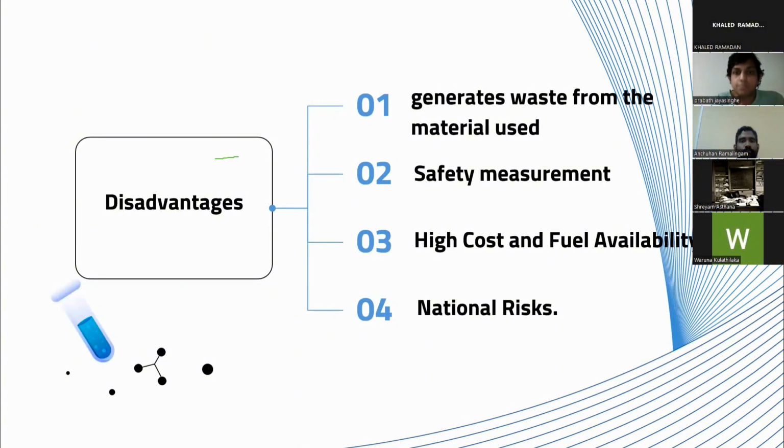And also we have to take very strong safety measures. That's actually true. High cost and fuel availability. Fuel availability is actually a good question, because not every country has elements like uranium, but there are countries which do have uranium. And if we are making a power plant, for example in our countries, we can also buy from them.